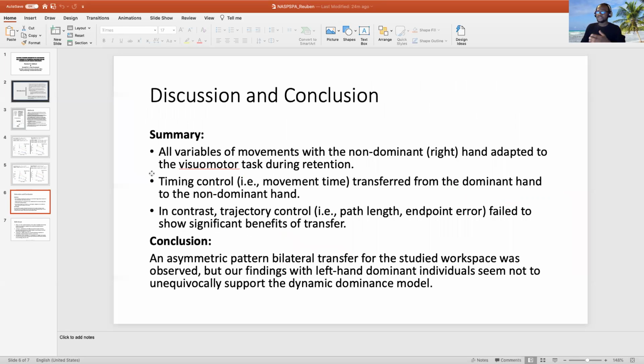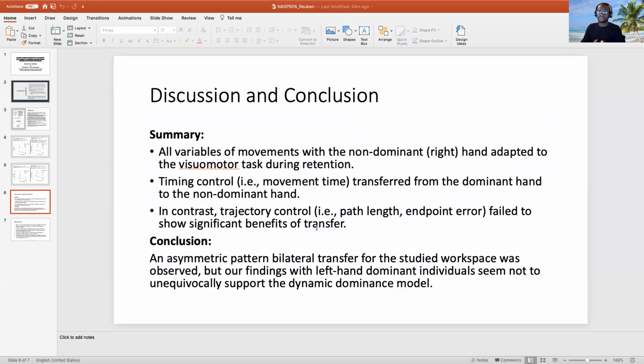What is the implication of this result? First of all, we could observe that all variables of movement for the non-dominant hand adapted to the visual motor task during retention. That's for the retention groups. And bilateral transfer occurred only for the timing control of movement, which was just the movement time, which shows the transfer from the dominant hand to the non-dominant hand. In contrast, trajectory control, such as path length and endpoint error, failed to show significant benefits of transfer.